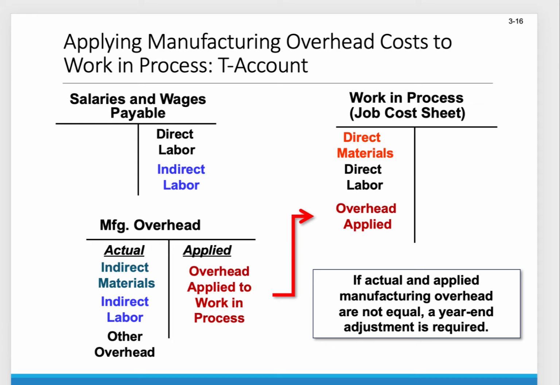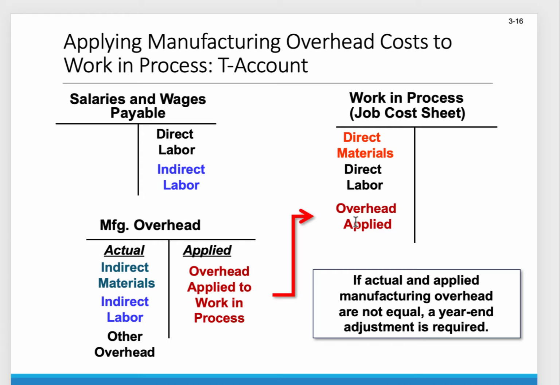Now, how do we do that? Well, we apply with a credit, and we debit the work in process account. So we could see that right here, right? We're applying overhead from where? Well, from this manufacturing overhead account to the WIP account. Now, in the real world, actual and applied overhead are never going to be equal.